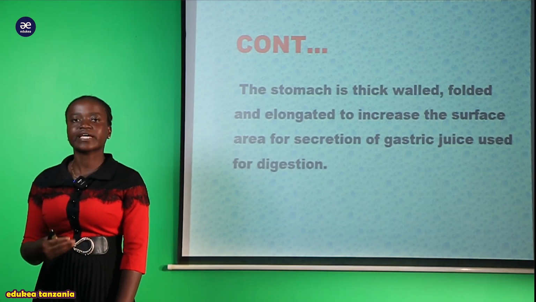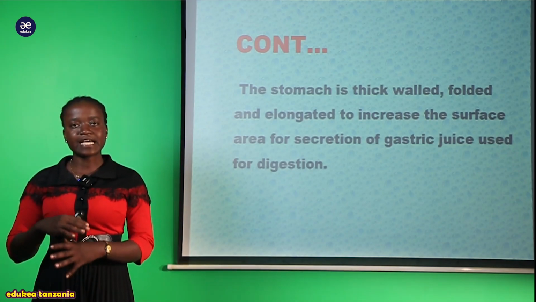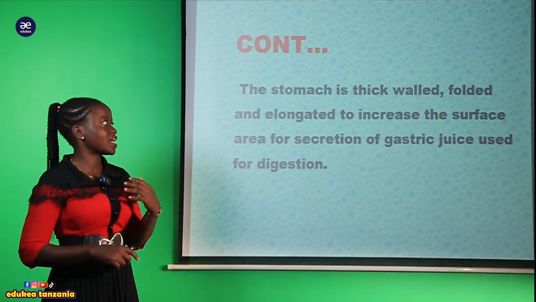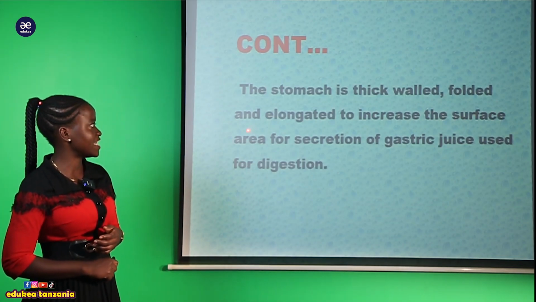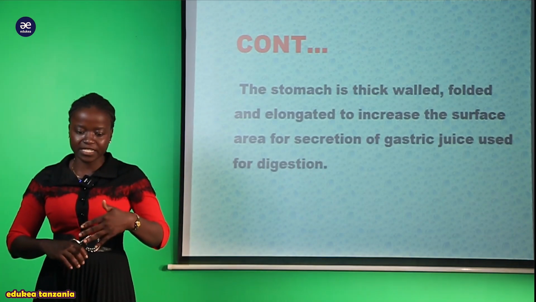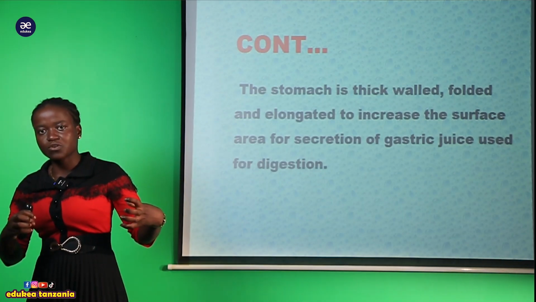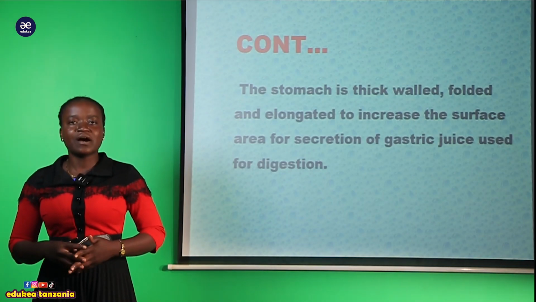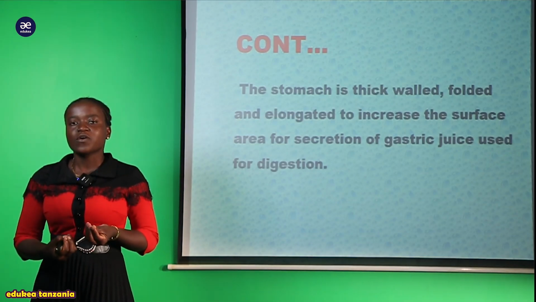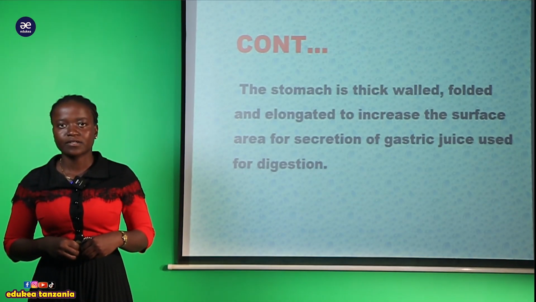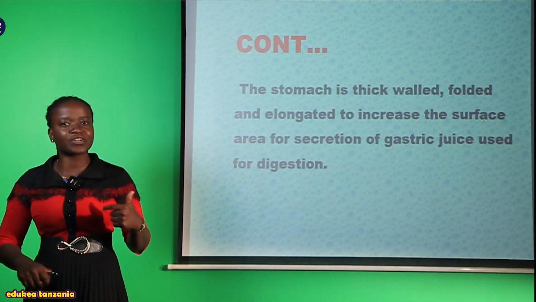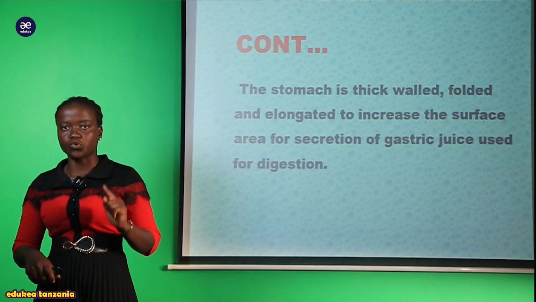Sasa tumbo la hawa frog linakuwaje? Tunasema kwamba it is thick-walled, meaning that it has a more muscular structure. But not only that, this organism has a folded and elongated stomach, and that elongation within the stomach is what increases the surface area for digestion of the food within the stomach. So here you can see this elongation is what increases secretion of the gastric juice.